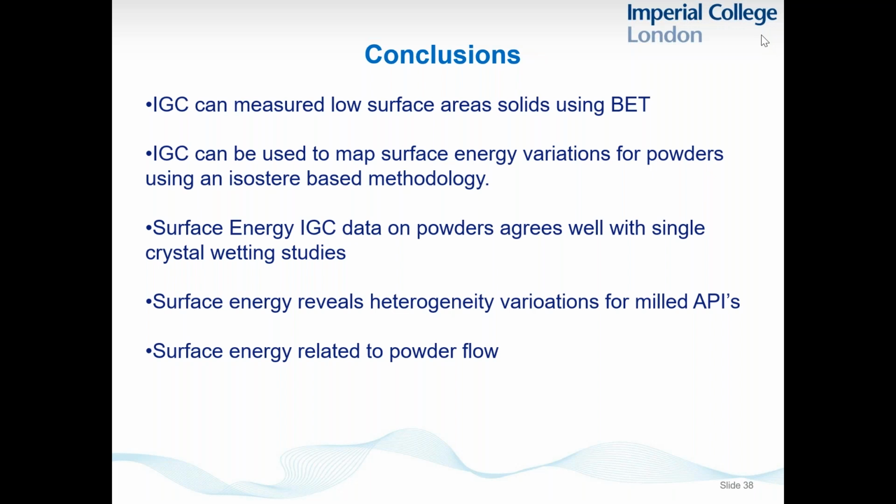These materials can be measured using IGC. IGC can be used to map surface energy variations for powders using a basically known as an isotherm-based approach. The IGC data on powders agrees well with single crystal wetting studies. We can see the energy variations for milled APIs, which probably can't be seen any other way except using IGC.